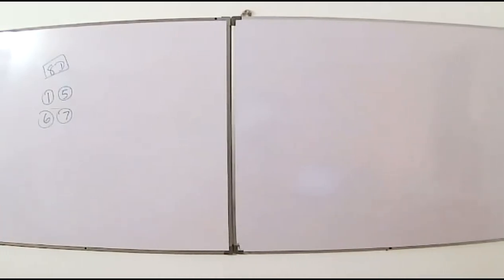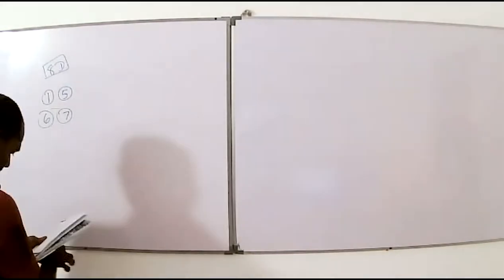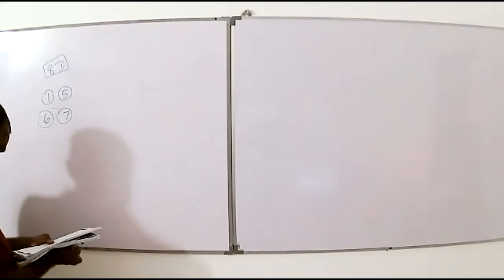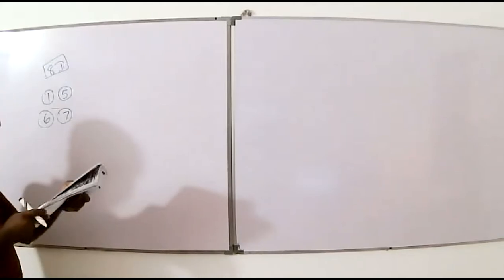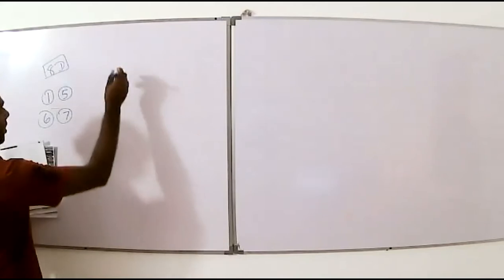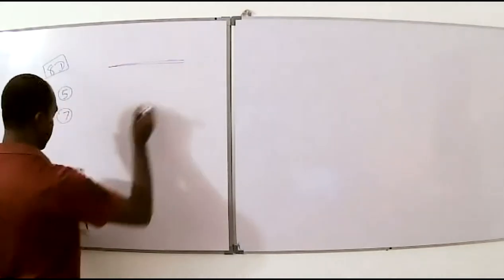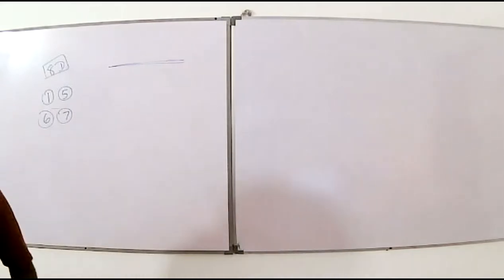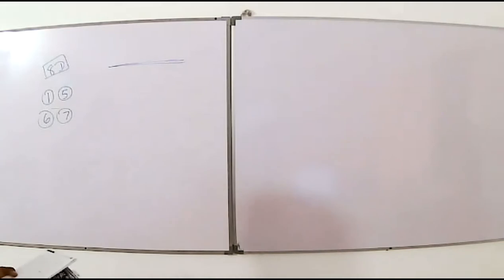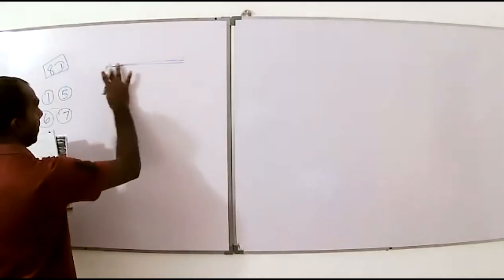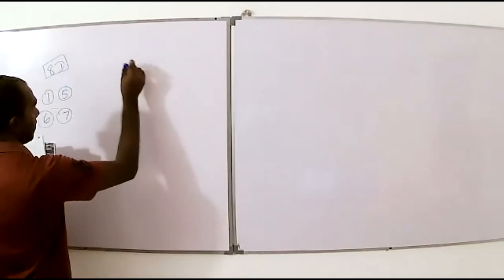A non-uniform rod AB of length 4 meters and weight 6 newtons rests horizontally on 2 supports. For AB non-uniform, the length is 4. Okay, we get it.